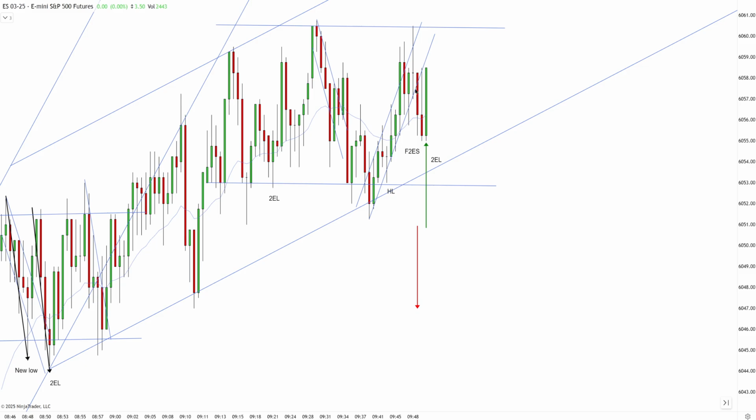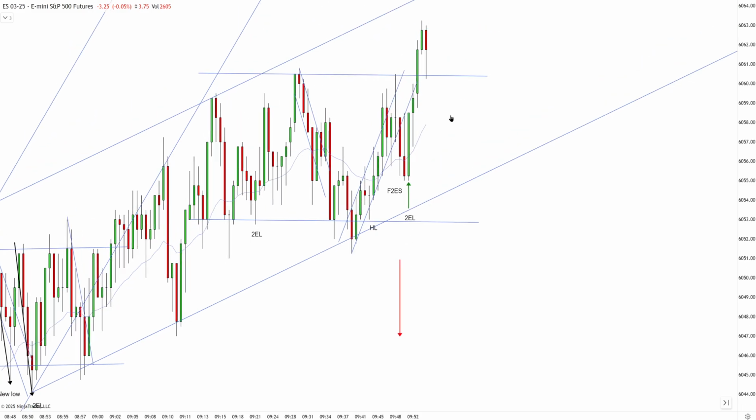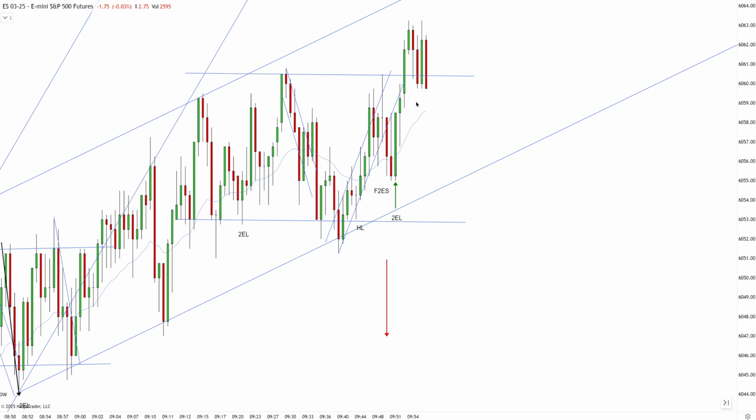It needed to correct more to the EMA. So this is not a horrible setup, second entry long. And prices keep working higher. And what is important is that this was a brand new significant push phase. A new high was created.